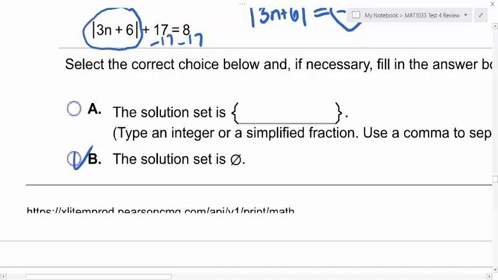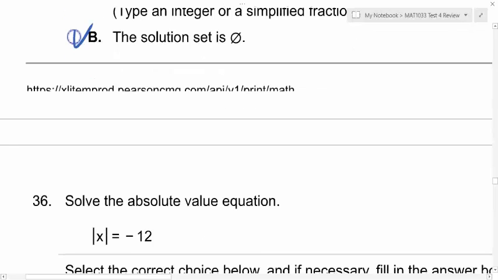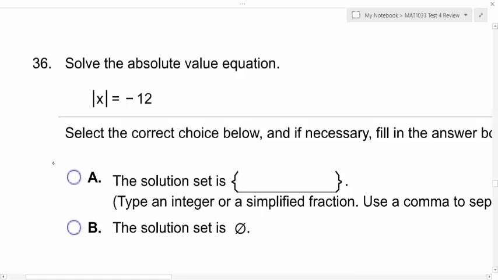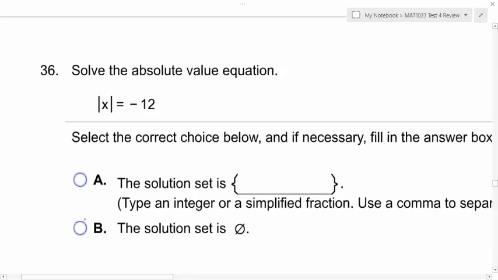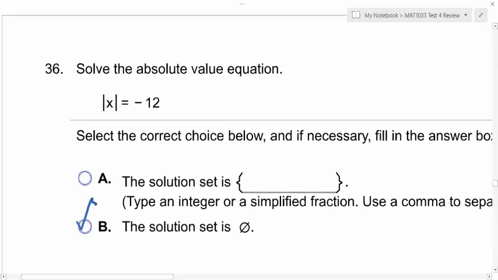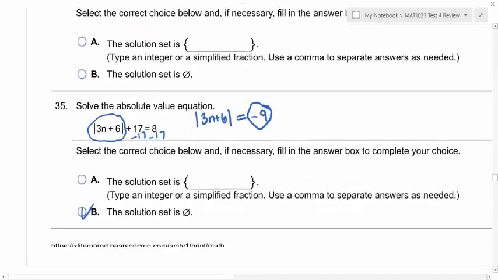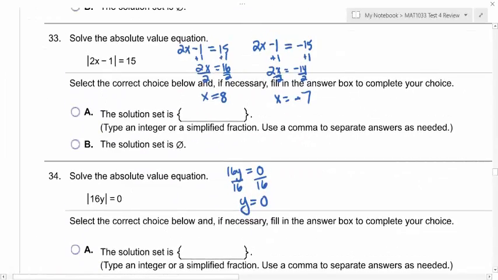So let's check out number 36. What's going to be the answer to number 36? No solution. Why? Because it's a -12 that the absolute value has to equal, right? So when you're creating your two equations, you do create one positive, one negative, like back in number 33, right? But the original number had to be positive. That's the difference.